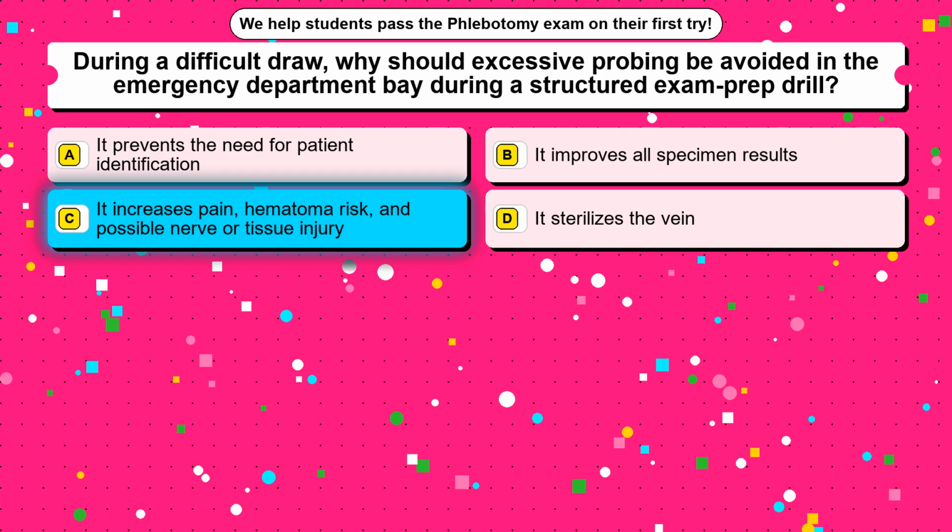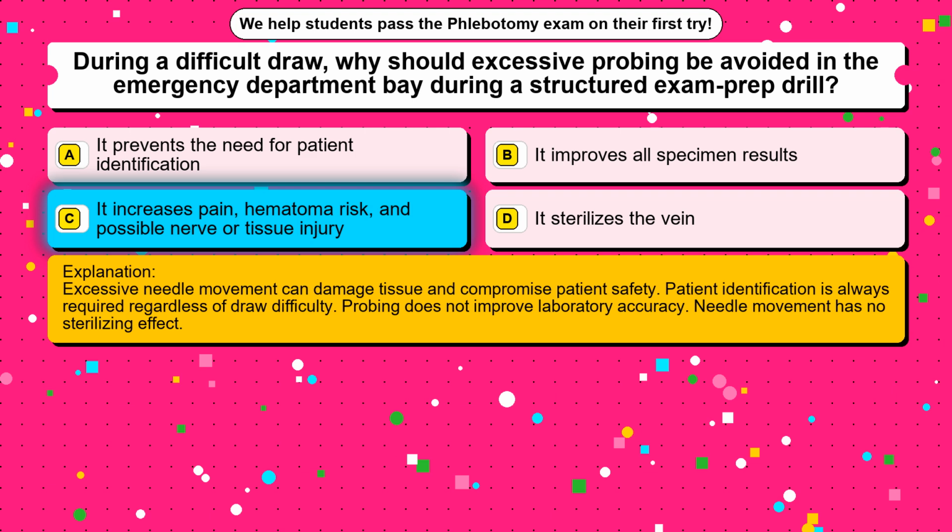The correct answer is option C. It increases pain, hematoma risk, and possible nerve or tissue injury. Excessive needle movement can damage tissue and compromise patient safety. Patient identification is always required regardless of draw difficulty. Probing does not improve laboratory accuracy. Needle movement has no sterilizing effect.